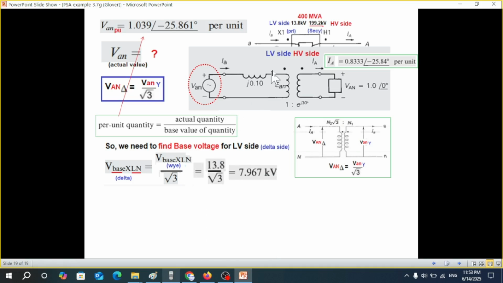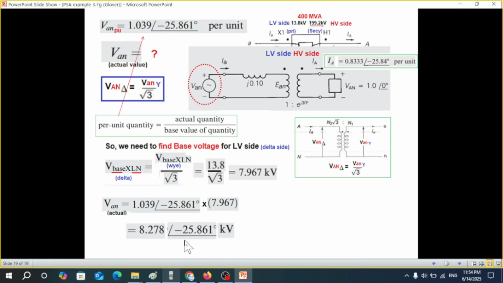And this base is on the 13.8. Here the base was 13.8 before we convert it into delta. So 13.8 divided by under root 3. So for delta, the base value will be 7.967. And now we can multiply VAN PU with this. So VAN actual is VAN PU multiplied by the base voltage. And so the answer will be 8.278 angle minus 25.861 kV. So this is the answer.